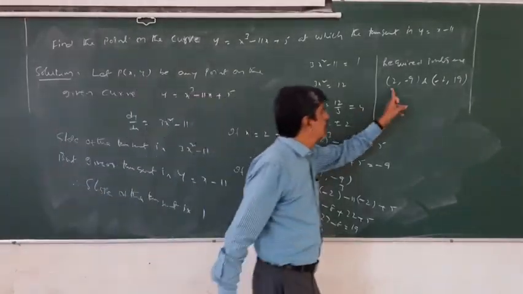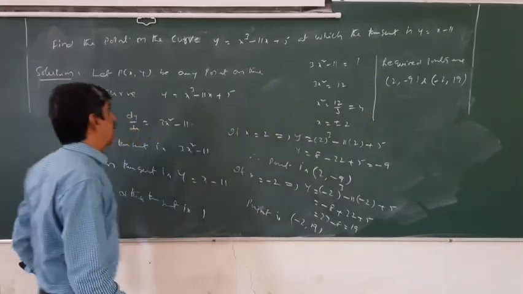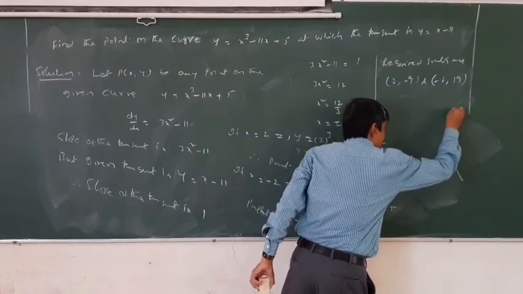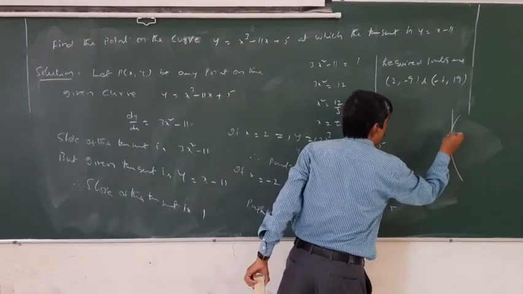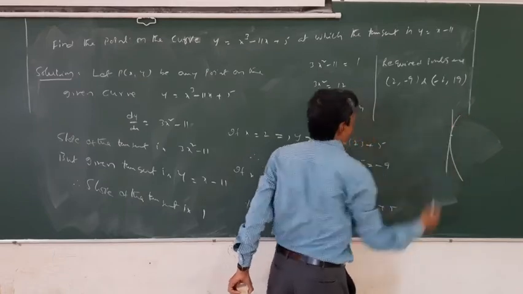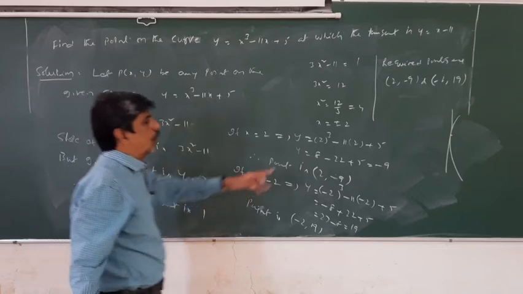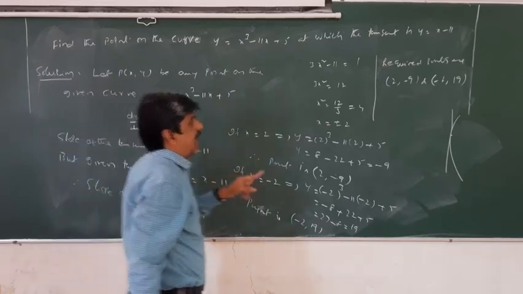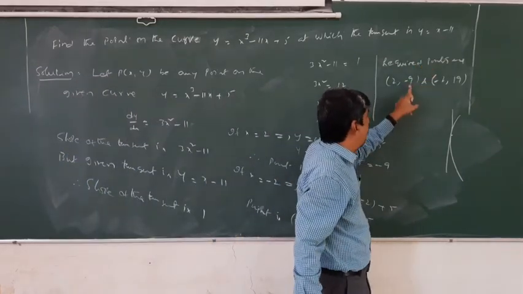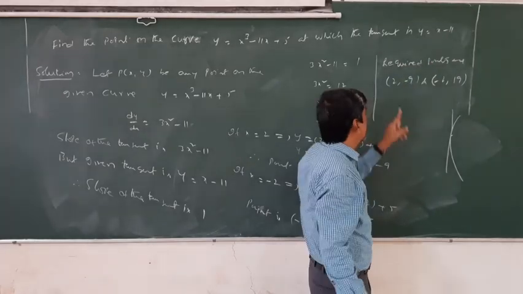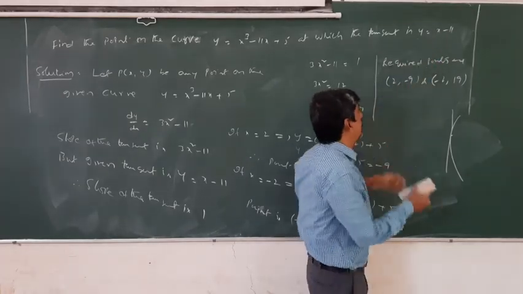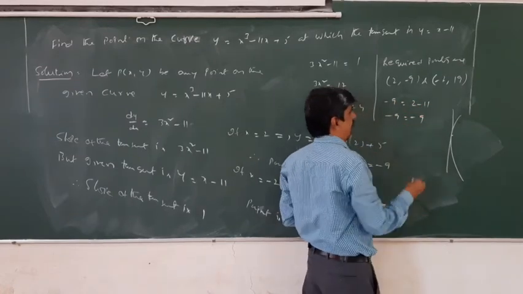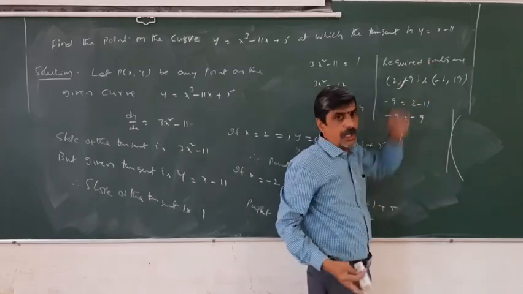Here we got 2 points. This is the curve, and the tangent means this line. So the point must satisfy both the curve and the line. If we take (2, minus 9), the point lies on this curve, and if I substitute x is equal to 2, y is equal to minus 9 in this line, it satisfies. x is equal to 2, y is equal to minus 9 means minus 9 is equal to 2 minus 11. Minus 9 is equal to minus 9. So this point satisfies this line also.